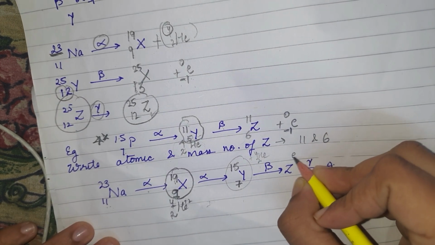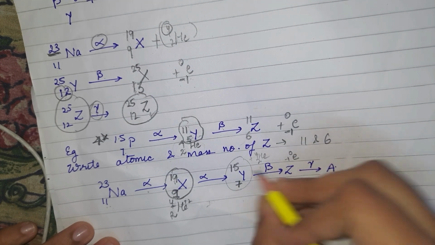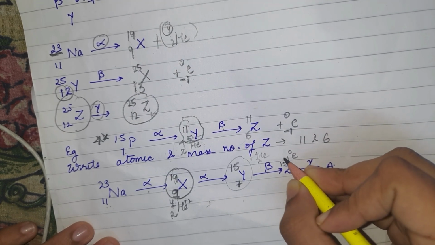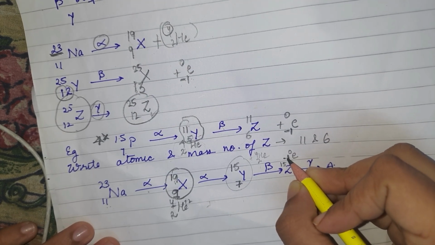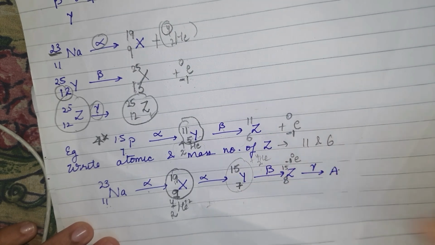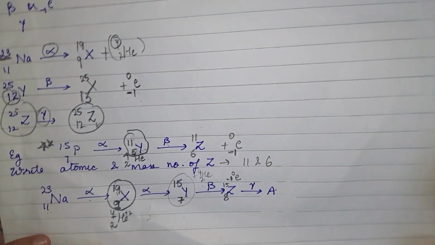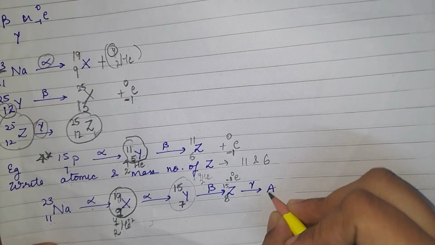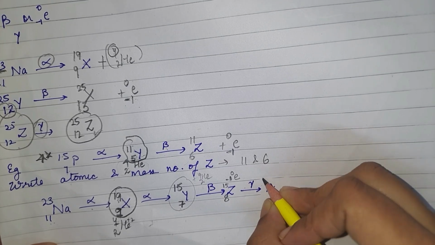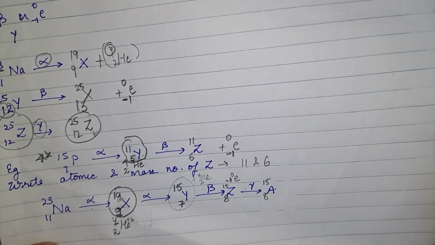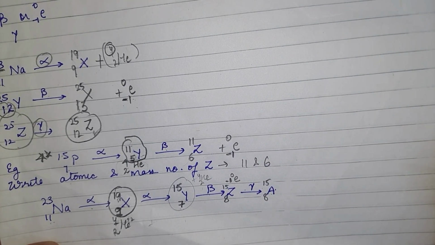So beta is nothing but e minus 1 0. So the upper number will remain the same, 15. The lower number is something minus 1 should give me 7. So it should be 8 here, right? And the last one is after emitting gamma. So it becomes the same, no change in atomic and mass number. So this is your answer.